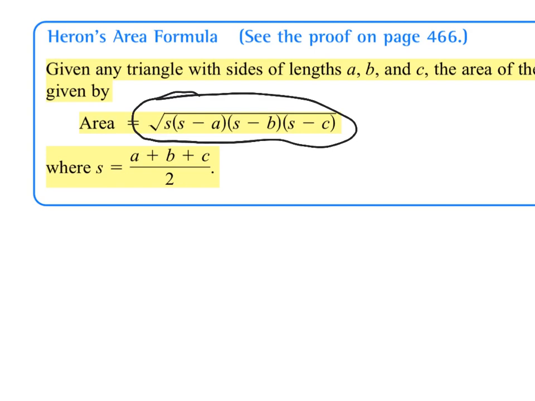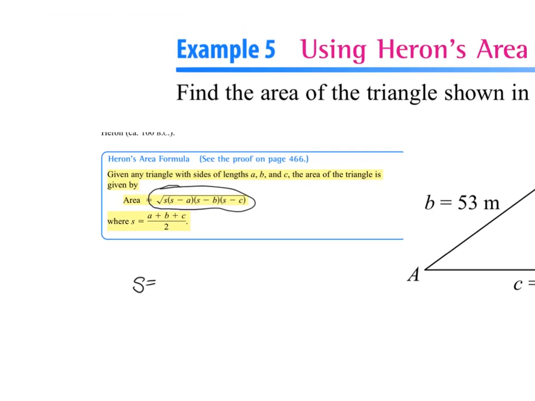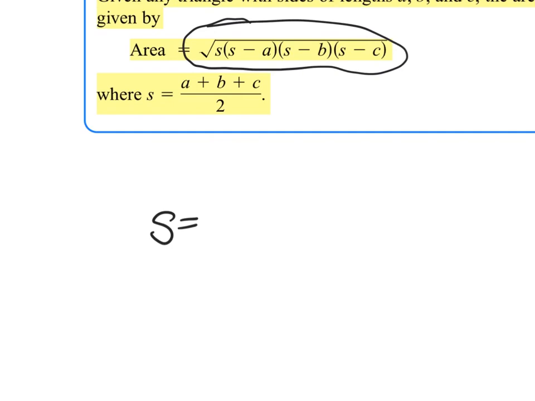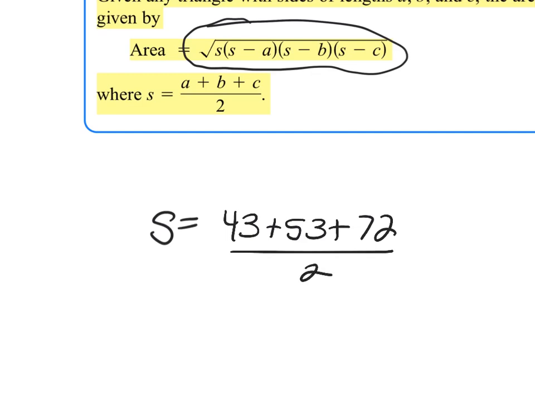Nope. What does that say in the formula? You add them up and divide by 2. So all you're going to do is first find the value of s. What are the three sides that I'm looking at? 43, 53, and 72, right? Okay, if you have your calculator, I want you to do this both ways with me.